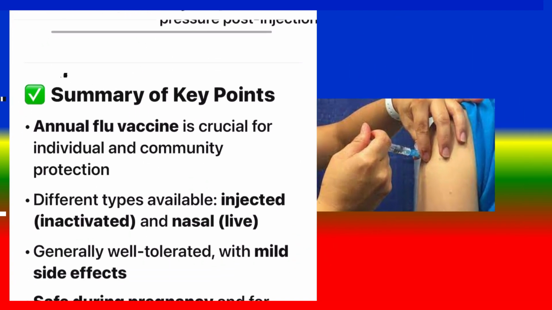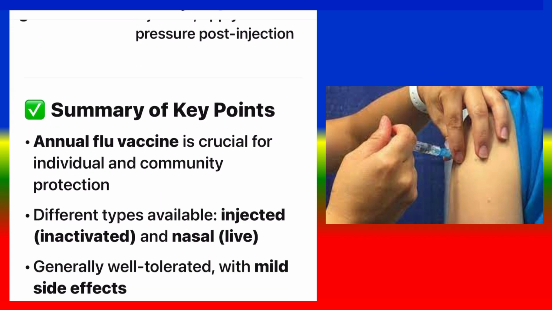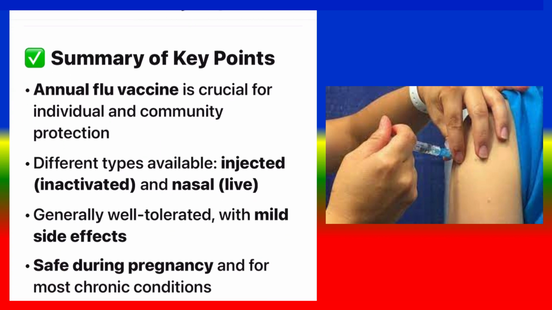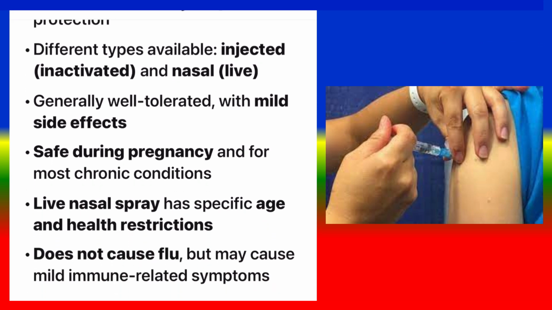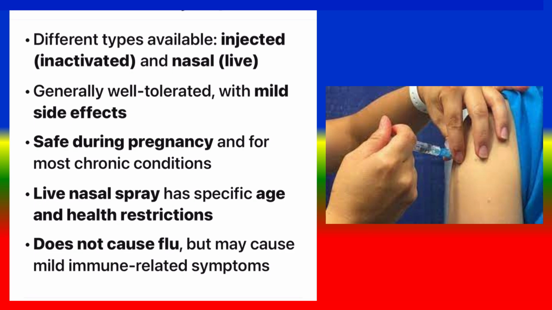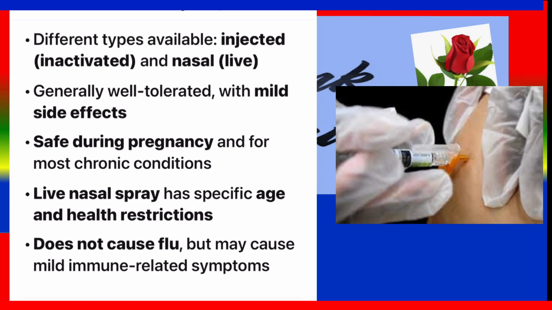Annual flu vaccine is crucial for individual and community protection. Different types available: injected, inactivated, and nasal live. Generally well tolerated with mild side effects. Safe during pregnancy and for most chronic conditions. Live nasal spray has specific age and health restrictions. Does not cause flu, but may cause mild immune-related symptoms.